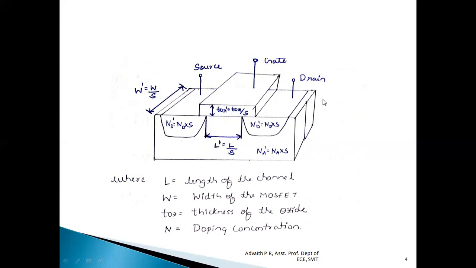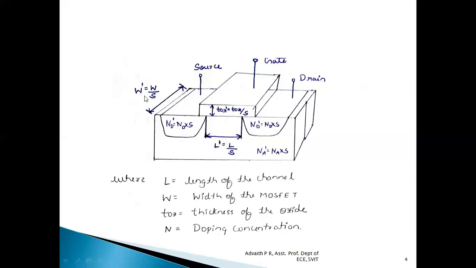Whenever we apply scaling factors, the following things will happen. The channel length gets scaled by a factor S. So the new channel length, L dash, will be equal to L divided by S, where L dash is the new channel length after scaling down, capital L is the length of the channel, that is the distance between the source and the drain terminals, and S is the scaling factor.